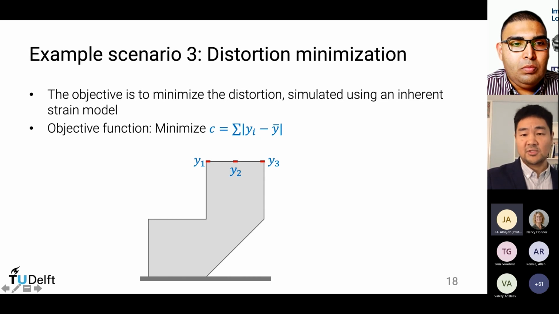To simulate distortion, we use an inherent strain model, similar to but simpler than what Professor Alberto has described previously. To measure distortion, this is our objective function. We minimize distortion of the top edge. It is measured by the relative distance between 3 points, so the distance of each point to its average.